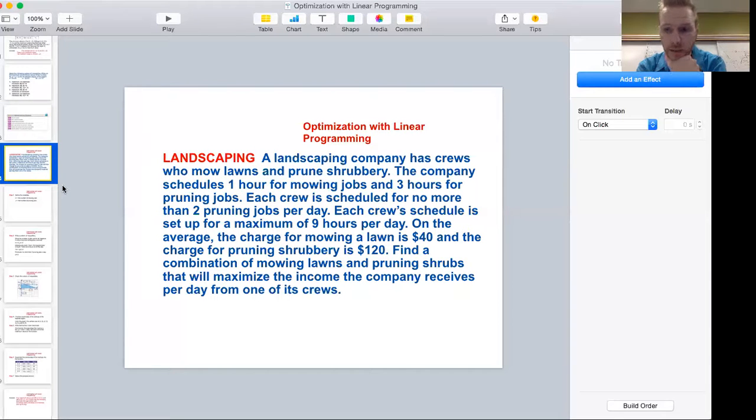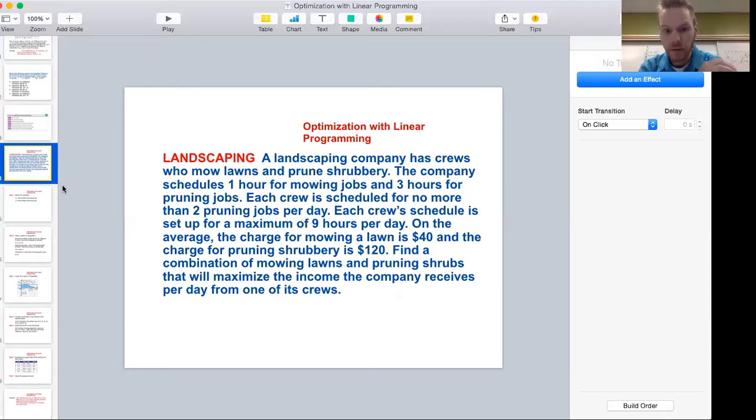So landscaping, okay? A landscaping company has crews who mow lawns and prune shrubbery. The company schedules 1 hour for mowing jobs and 3 hours for pruning jobs. Each crew is scheduled for no more than 2 pruning jobs per day. Each crew's schedule is set up for a maximum of 9 hours per day. On the average, the charge for mowing a lawn is $40 and the charge for pruning shrubbery is $120. Find a combination of mowing lawns and pruning shrubs that will maximize the income the company receives per day from one of its crews.